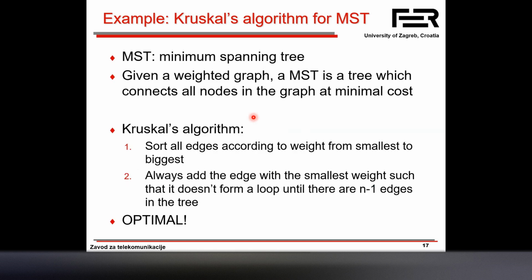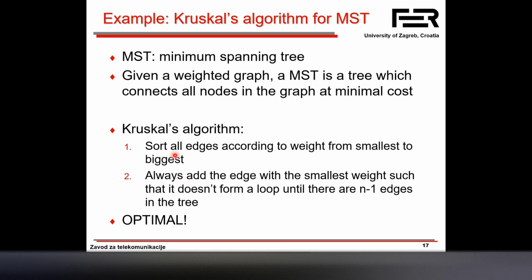And if you've heard of Kruskal's algorithm for solving the minimum spanning tree, this is an algorithm which will give us an optimal solution. And it's an example of a greedy algorithm, which is why I want to just briefly go through this. So given a weighted graph, a minimum spanning tree is a tree which connects all nodes in the graph at a minimum cost. And we have this greedy algorithm which finds an optimal solution.